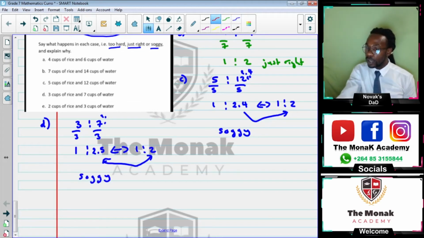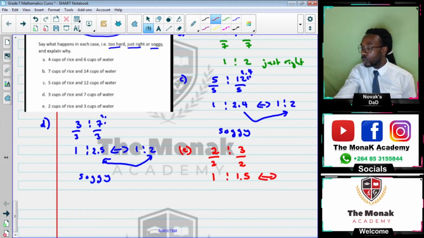And then the last one is E. E says 2 cups of rice is to 3 cups of water. Again, we want to remain with 1 here, so we divide by 2. So we divide by 2 there. So 1 is to 1.5. We compare with the original ratio, which was 1 is to 2. So here our water is less. So it becomes too hard.